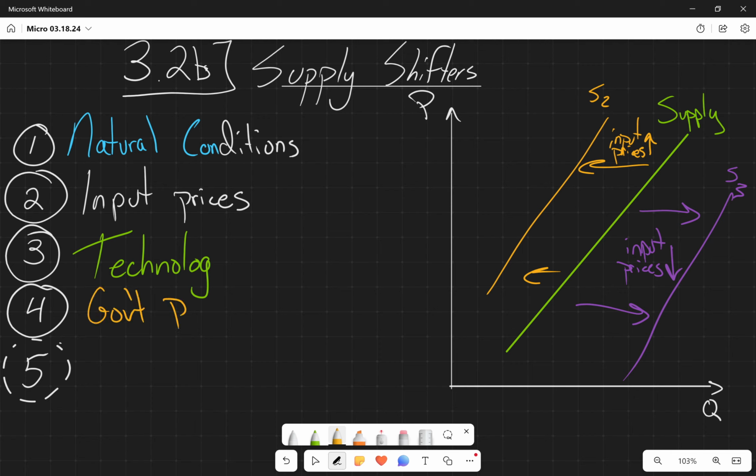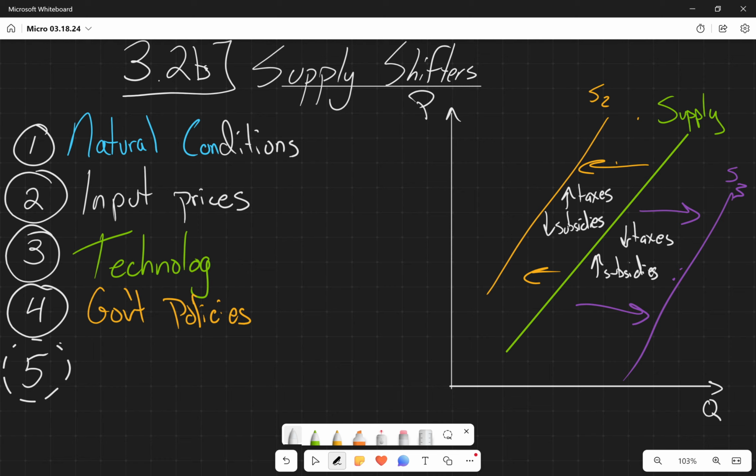Government policies. And so government policies, we usually just stick to things that are taxes or subsidies. Taxes make it more expensive to do something. Subsidies is when the government actually pays you to produce something, right? So if there's an increase in taxes or a decrease in the subsidies, we have a supply shift to the left. And if there's a decrease in taxes or an increase in subsidies, we have a supply shift to the right.